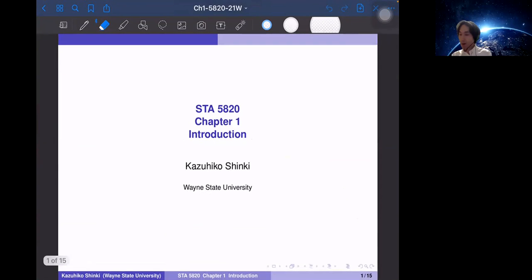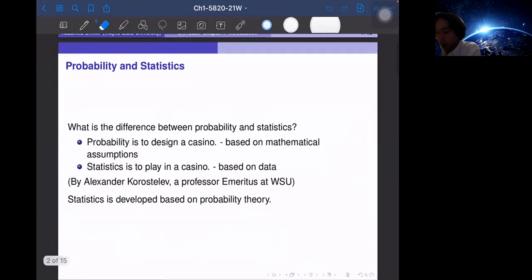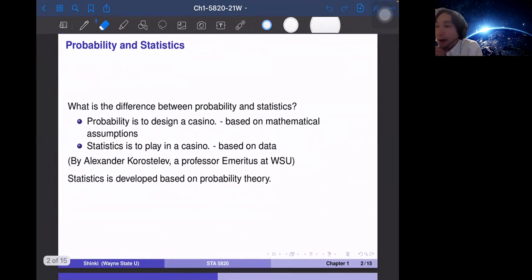Okay, so now we start chapter 1. Chapter 1, introduction. So at the undergraduate level, we study probability and statistics. And what's the difference between probability and statistics?